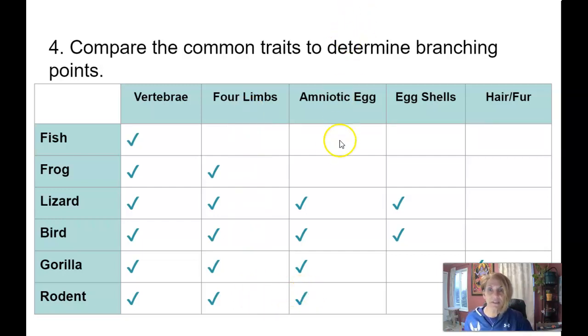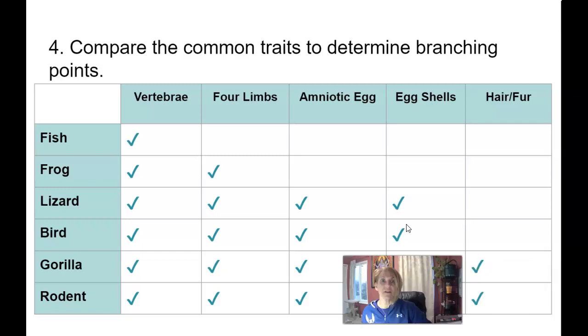And then the next most common was amniotic egg. So that's the next derived trait. And then eggshells, 2 of them have eggshells. So they're going to be a group that is branching together. And 2 of them have hair and fur. So those 2 will be a group that branch together as well.